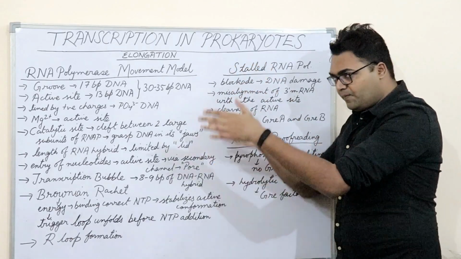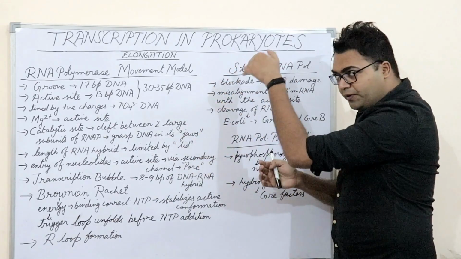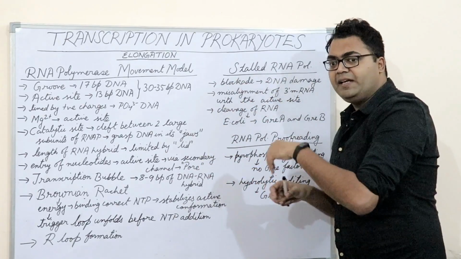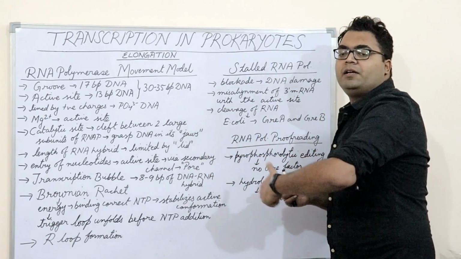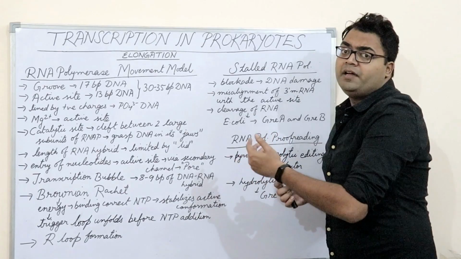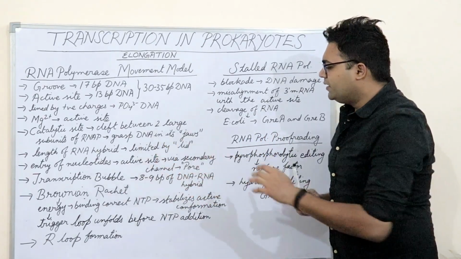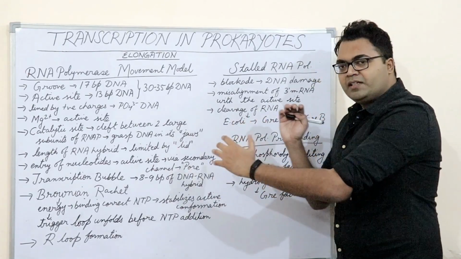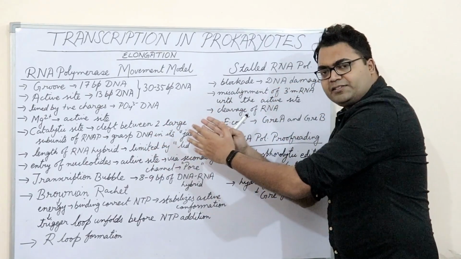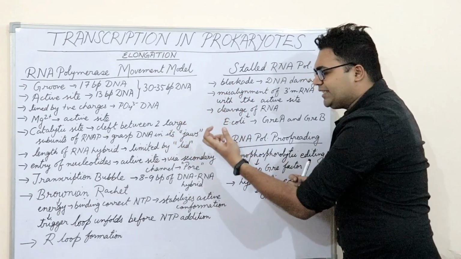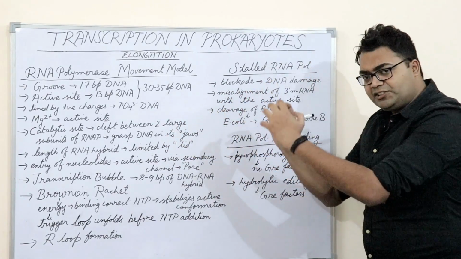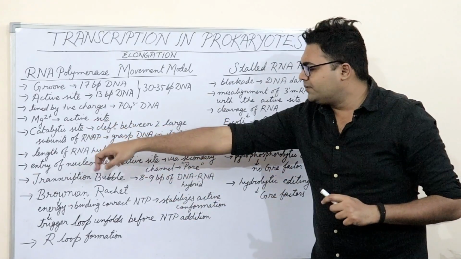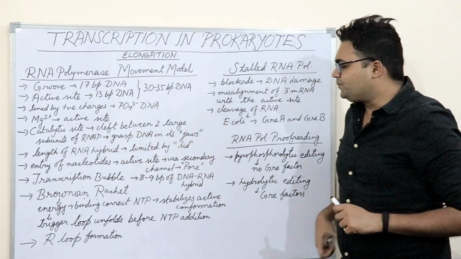A cleft is like a region where you have some kind of depression for the attachment of the DNA, thereby producing and synthesizing new mRNA transcripts. Now, the cleft between the two large subunits of RNA polymerase is responsible for grasping the DNA, and that entire structure is known as the jaws of RNA polymerase, right? That is also a part of the catalytic site.